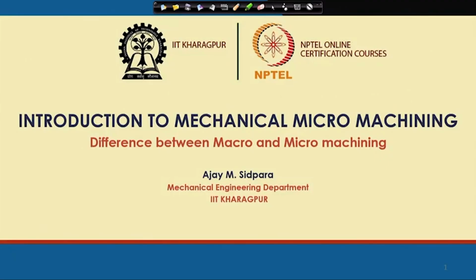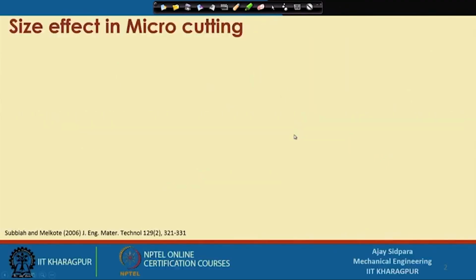Now let us see what things will be difficult or different when you do machining at a micro scale. So today's topic is the difference between macro and micro machining processes. The first thing that comes to mind is the size effect. Now what is the size effect? Size effect is something like this.